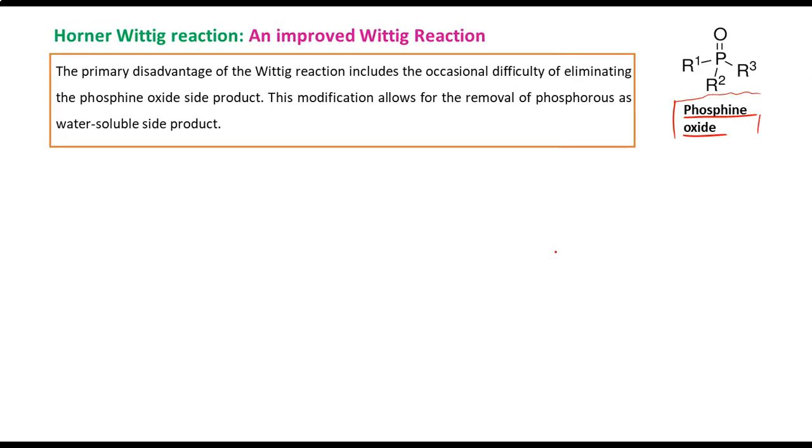To remove this disadvantage, the modified version allows for the removal of phosphorus as a water soluble side product. Instead of taking the phosphorus ylide, we take some other compound of phosphorus, and as a result the side product formed, the ultimate fate of this phosphorus compound, will be water soluble and we can remove it very easily. That is the purpose of this modified version, and it is known as the Horner-Wittig reaction.